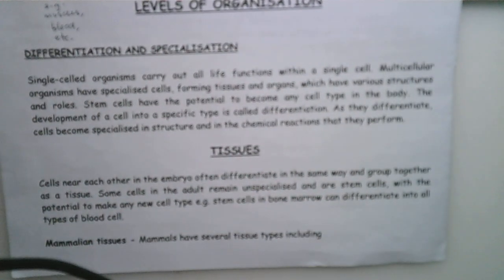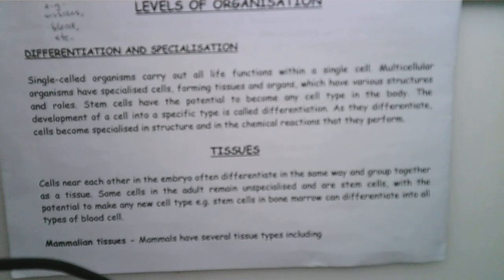Levels of organization: differentiation and specialization. Single-celled organisms carry out all life functions within a single cell. Multicellular organisms have specialized cells forming tissues and organs, which have various structures and roles. Stem cells have the potential to become any cell type in the body. The development of a cell into a specific type is called differentiation. As they differentiate, cells become specialized in structure and in the chemical reactions they perform.